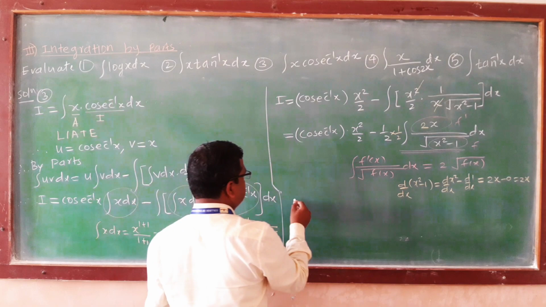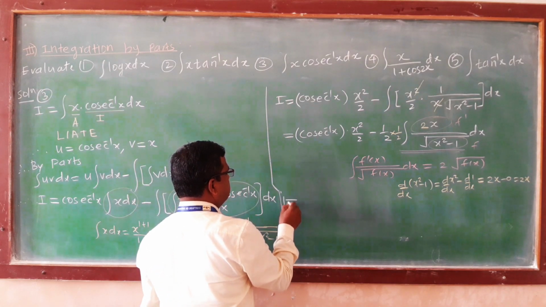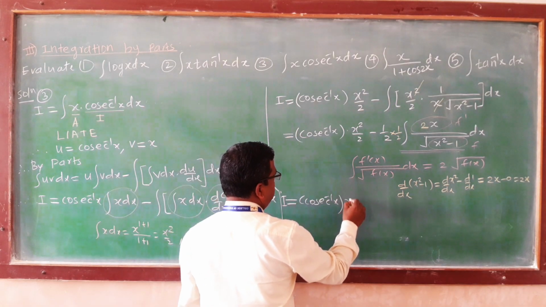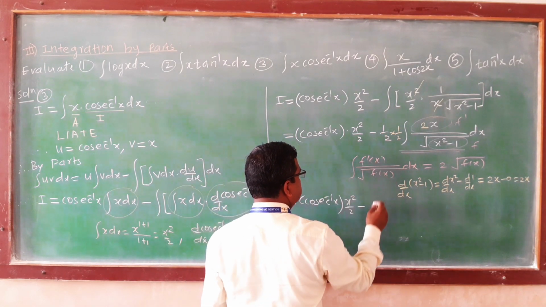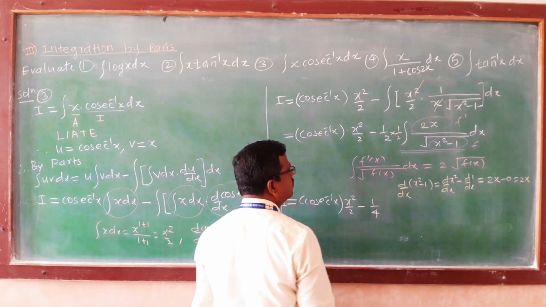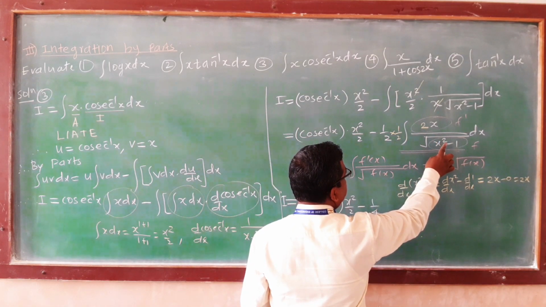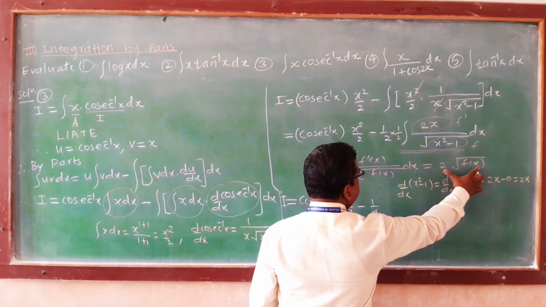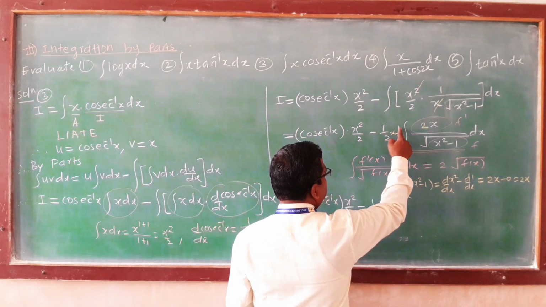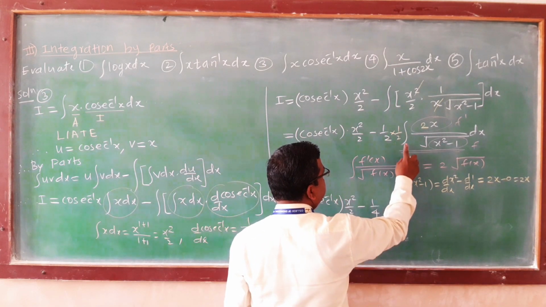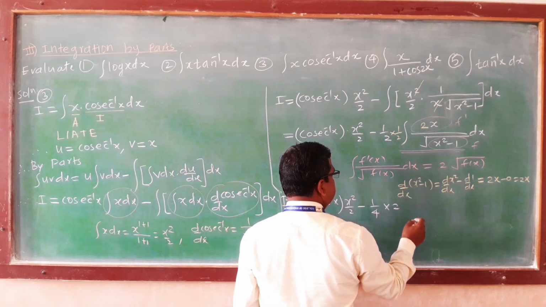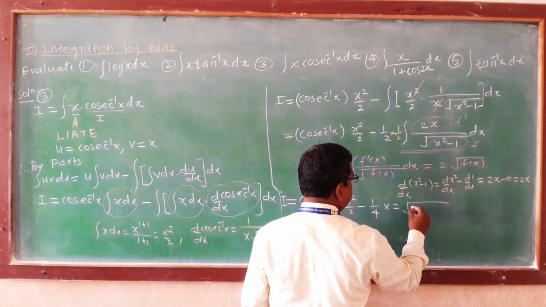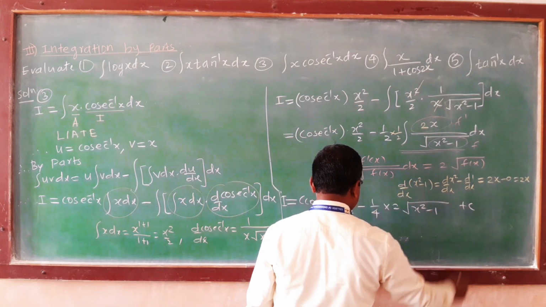So we write this is equal to I is equal to integration of cosec inverse x, x square upon 2, this much is 1 upon 4. This is in the form f dash upon root of f, in this result, which is equal to 2 times root of f of x. That means 1 upon 2, 1 upon 2, 1 upon 4, and value of this is 2 times root of f of x. F of x means this x square minus 1 plus c.